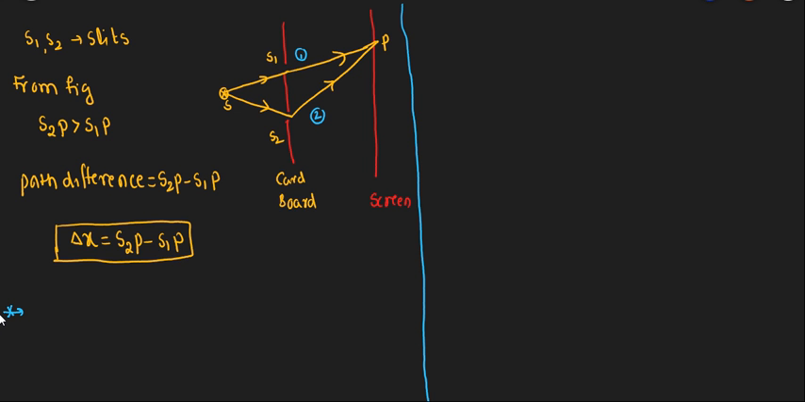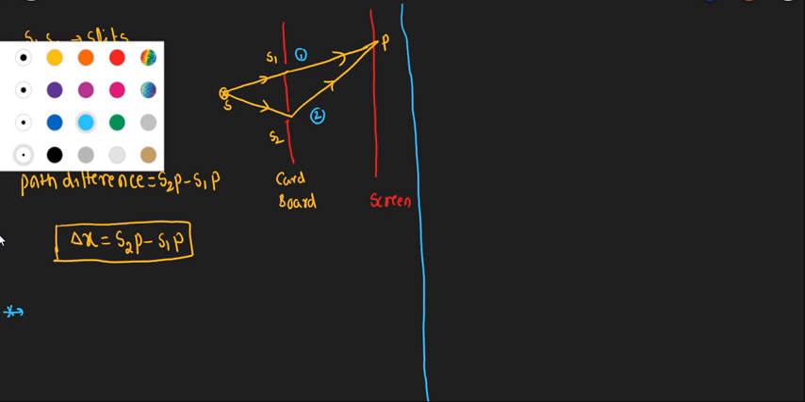Next topic is phase difference. What is a phase difference? Phase difference is nothing but the difference in phase angles, not distance, between two light waves on reaching a certain point. Right, let us start here.